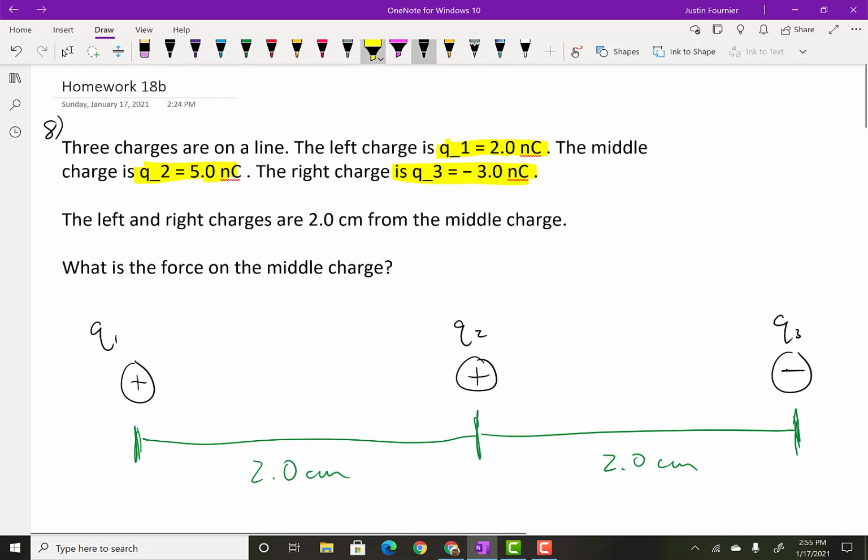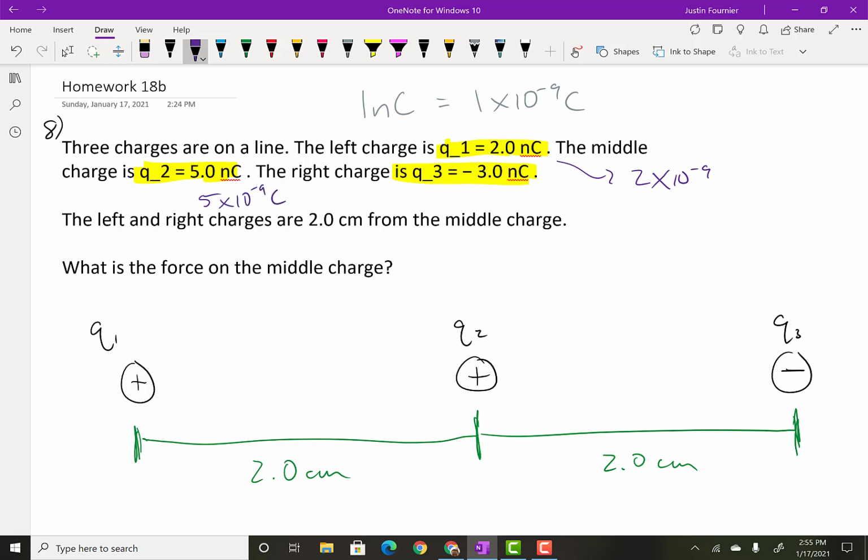Another thing here is that it says nanocoulombs. Remember, nano anything. So in this case, 1 nanocoulomb is equal to 1 times 10 to the negative 9 coulombs. You can do the conversions. I'll just say right now, Q1 will be 2 times 10 to the negative 9, Q2 would be 5 times 10 to the negative 9 coulombs, and Q3 will be negative 3 times 10 to the negative 9 coulombs.